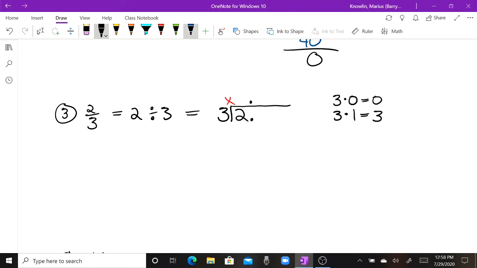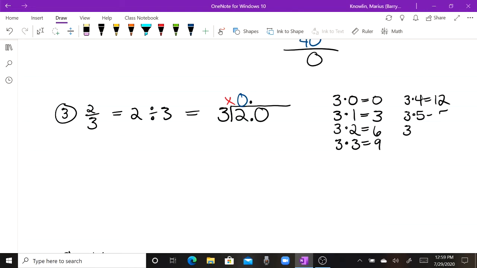We're going to put our 0 out in front. And we're going to add this first 0 here. Now, we want to see how many times 3 goes into 20, so let's keep going. 3 times 2 is 6. 3 times 3 is 9. 3 times 4 is 12. 3 times 5 is 15.